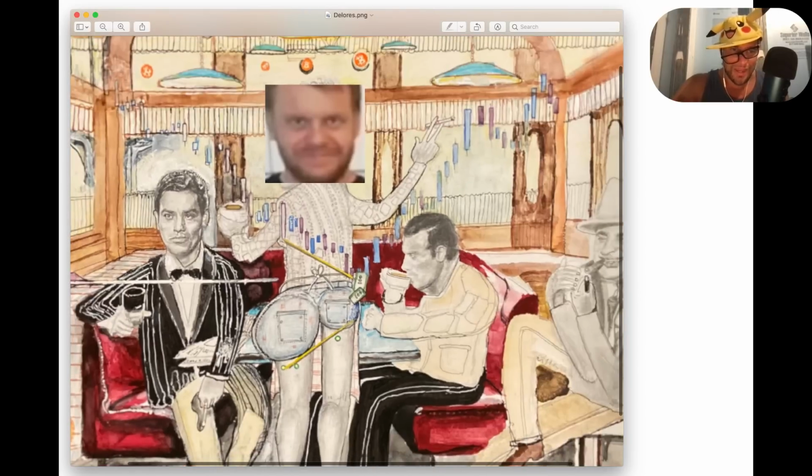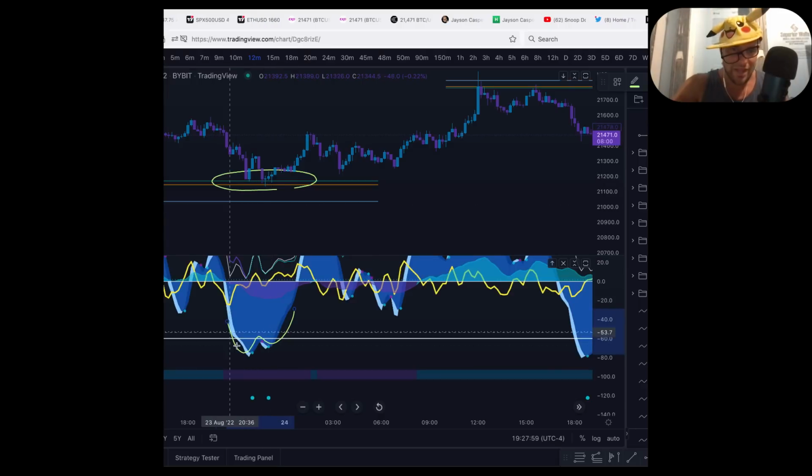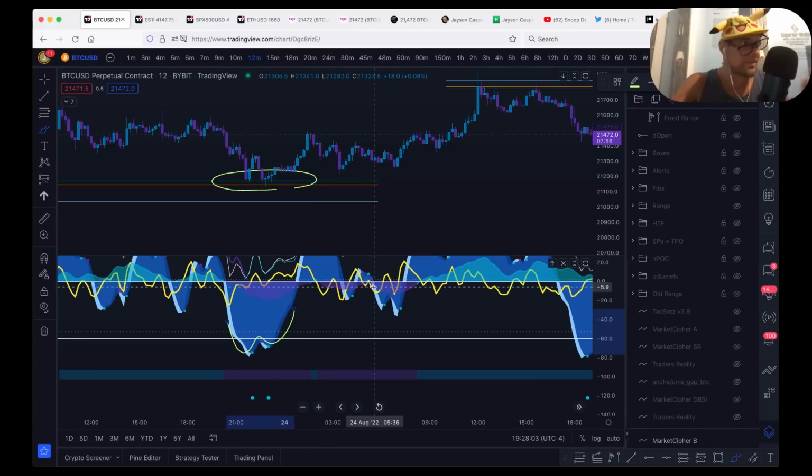So when price is coming down to a key area of support, in this case the golden pocket over here, and Dolores comes into the diner and she's got, how do we call it, like a limp, right?